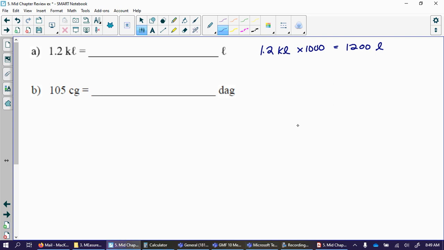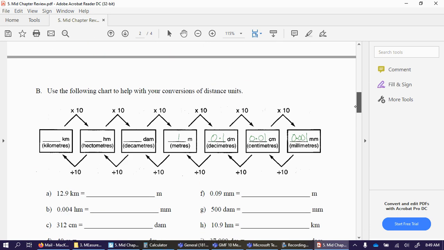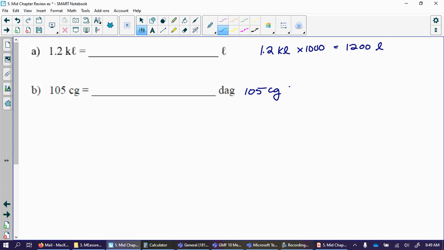Centigrams to decagrams. Ooh, that's a nifty one. So I'm going to go back here. Centigrams is here, decagrams is there. 1, 2, 3 steps to the left, which means divide. What are the odds? I picked 4 examples, and all of them have a factor of 1,000. 0.105 decagrams. Save.